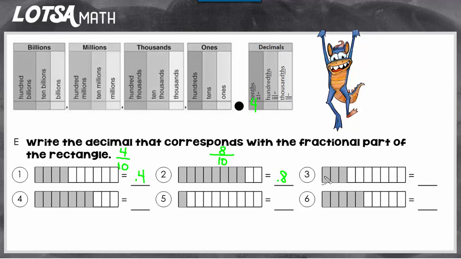So let's do one more. For this problem, we have 3/10 as the fraction. 3 out of 10 pieces are shaded. To write the decimal equivalent, you would just need to write it as a decimal. So all you would have to do is put the 3 in the tenths place by putting a decimal point and then the 3 right in the tenths place where it goes.